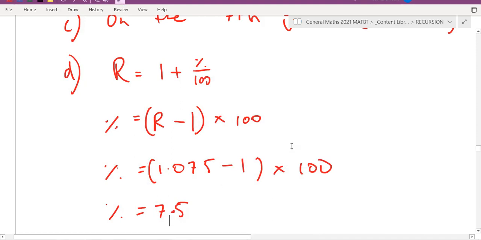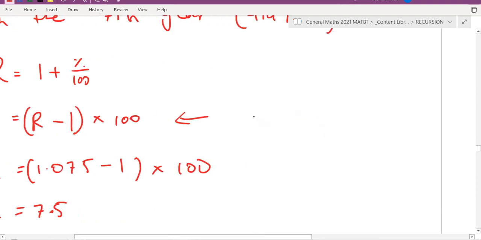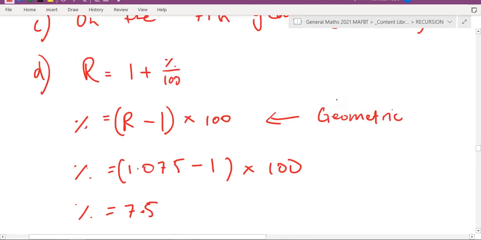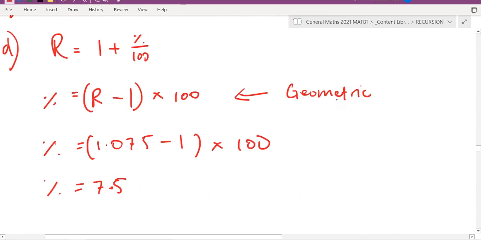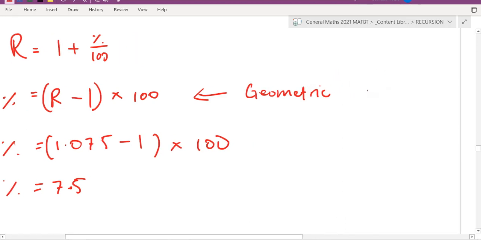I know this is slightly different, but you should make a note of what you'd use for geometric. Is it always minus 1? It's going to be minus 1, always. But for the other one, this is where it gets a bit trickier. That's for an increasing, but if it's decreasing, it's going to be 1 minus R. We'll get to that later. Don't worry.